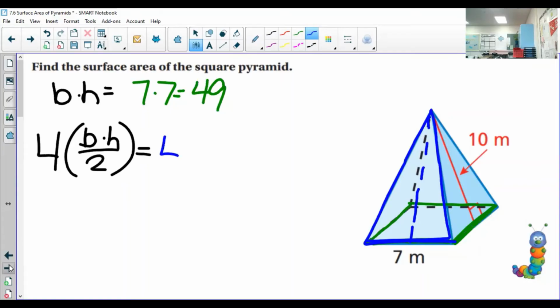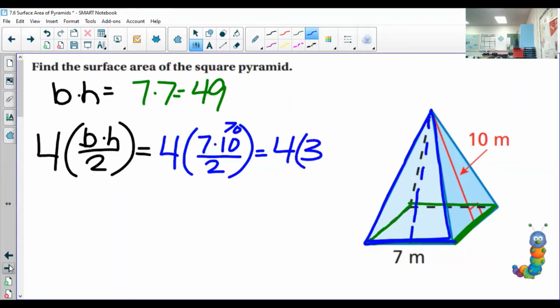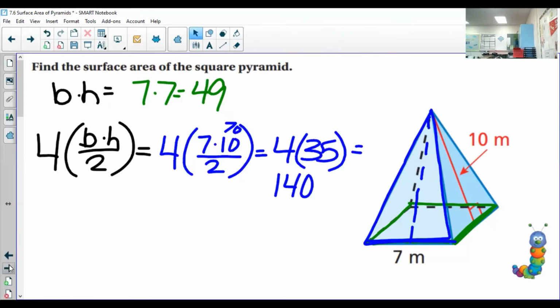So we're going to do 4 times 7 times 10, divided by 2. So 7 times 10 is 70. And we know 70 divided by 2 is 35. So we're going to have 4 times 35, and if we multiply those together, we get 140. Okay? And that's it. That's all you have to do for the area.